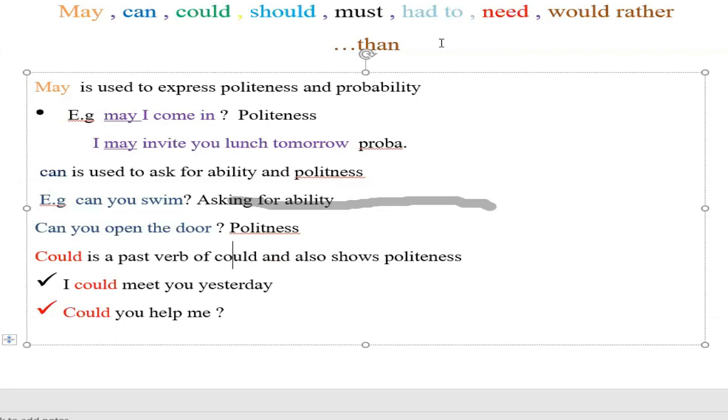But I didn't. I had a chance to meet you, or I had time off to meet you, but I couldn't. All right, I didn't. Could you help me?